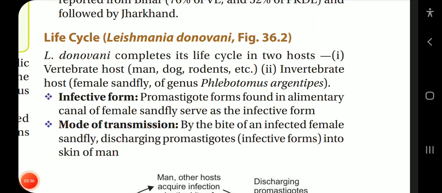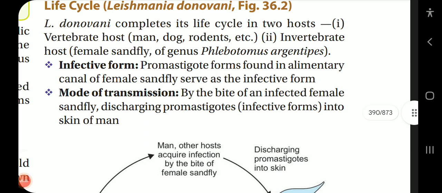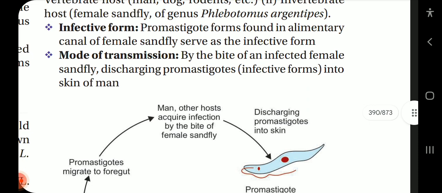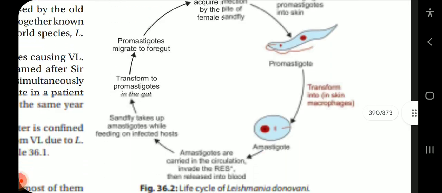Life cycle of Leishmania donovani. L. donovani completes its life cycle in two hosts: vertebrate hosts, man, dog, rodents, and invertebrate host like female sandfly of genus Phlebotomus argentipes. Infective form: promastigote forms found in the alimentary canal of the female sandfly serve as the infective form. Mode of transmission: by the bite of an infected female sandfly, discharging promastigote infective forms into the skin of man.